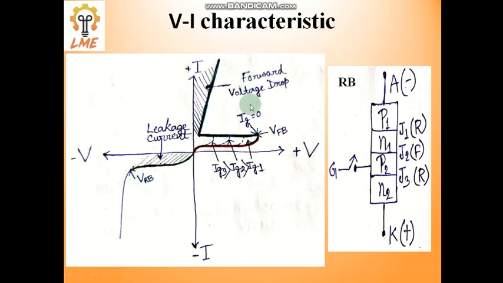We perform this when the gate circuit is open. That is why we will not say anything about IG3, IG2 or IG1. We are saying only IG is 0 because the gate circuit is open.